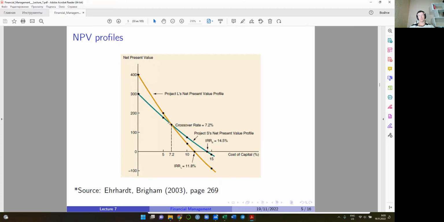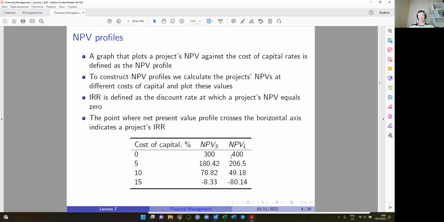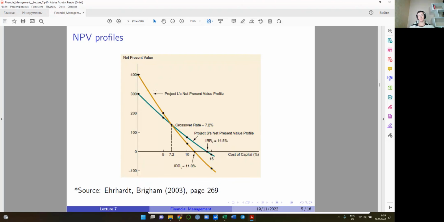This orange line, dark yellow line, shows project L net present value profile. So what do we see? Let's go back. When cost of capital is 0, NPV is 400. When cost of capital is 5, NPV is 206. When cost of capital is 15, NPV is minus 80. So that's precisely these 4 points that we are able to see along the dark yellow line.